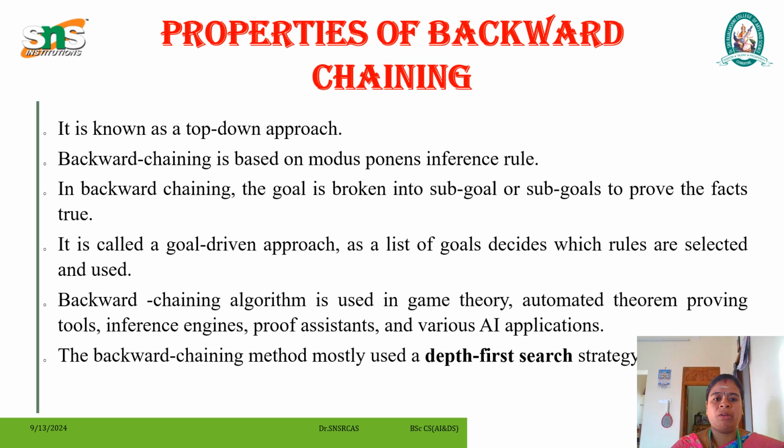Next one, properties of backward chaining. It is also known as a top-down approach. Backward chaining is based on modus ponens inference rule. In backward chaining, the goal is broken into sub-goals to prove the facts true. It is called a goal-driven approach, as the list of goals decides which rules are selected and used. Backward chaining algorithm is used in game theory, automated theorem proving tools, inference engines, proof assistants and various artificial intelligence applications. Backward chaining mostly uses a depth-first search strategy for proof.